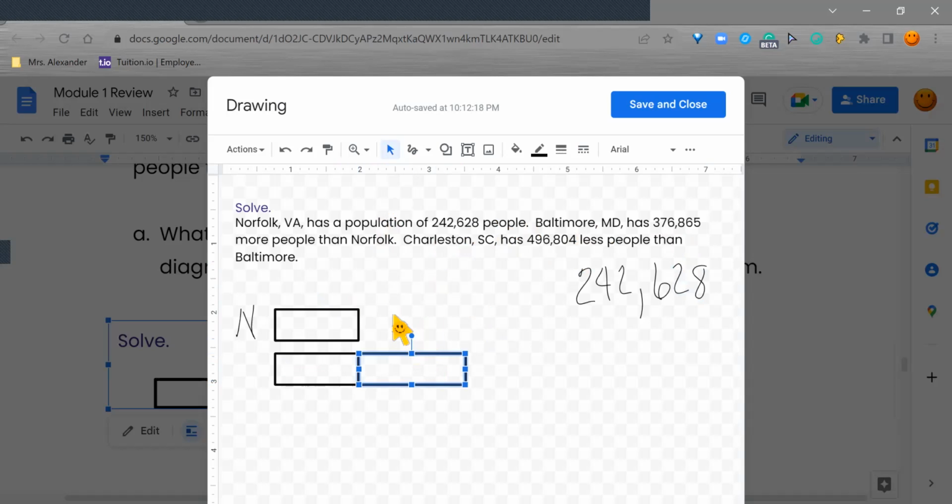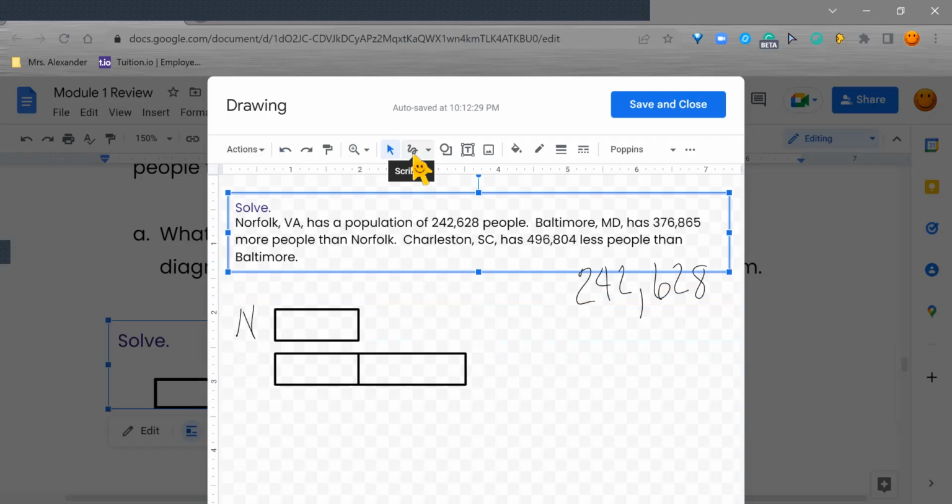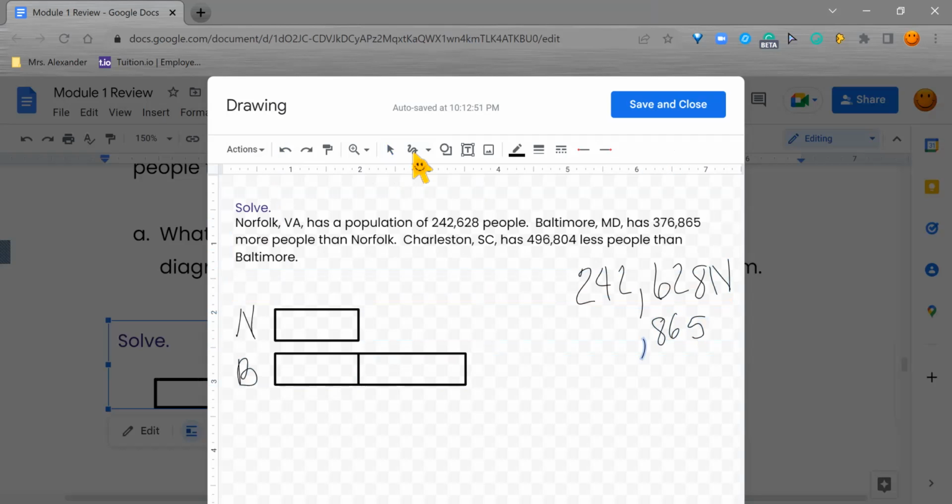So I know Norfolk is 242,628. So right here next to here, let me move it. I forgot to hit my scribble. I'm going to write an N right here for Norfolk. And then right here, I'm going to write B for Baltimore because we know we're adding to it. So I'm going to take the 376,865 and write it in right underneath my Norfolk numbers because now I have to add. So I'm writing in my numbers. I'm going to add, and then I'm going to put a B right here, you guys.